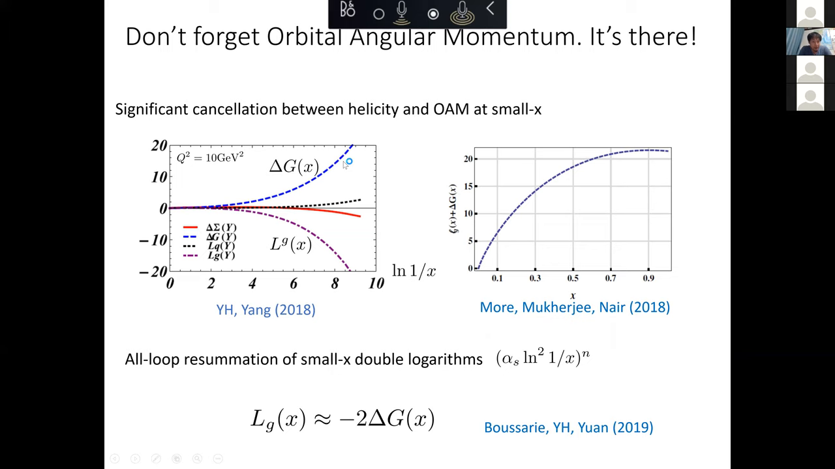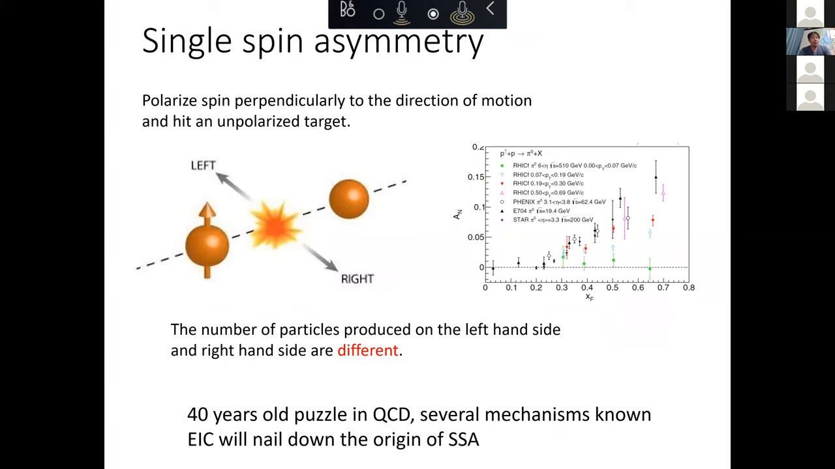And also there is a work by Hatta and his collaborators where they observed that if you sum the helicity and orbital angular momentum, and if you go to the small x region, it goes to zero. So there will be a cancellation, so there must be a finite angular momentum. And the very important question is whether one can measure it at the EIC. So I think it's an important question to be addressed at the EIC. So the last topic of, yes.